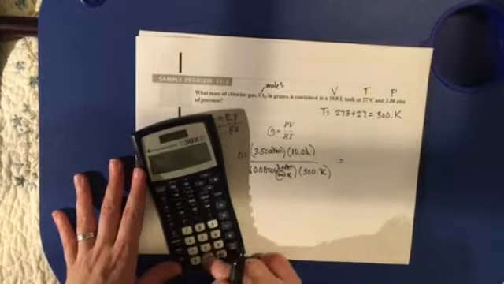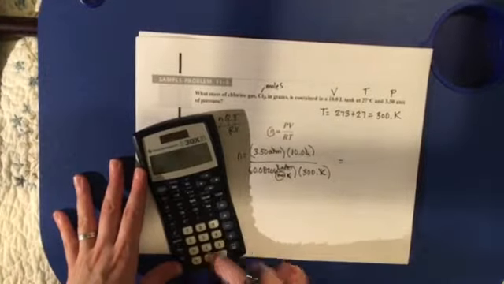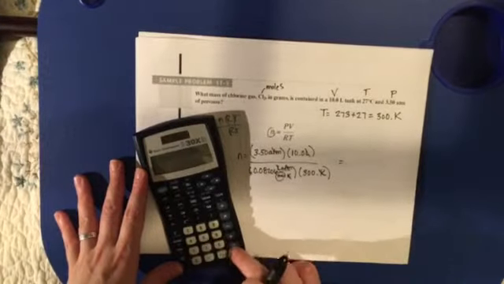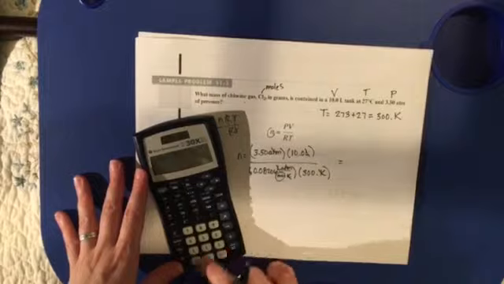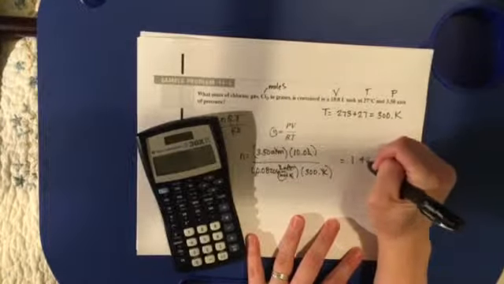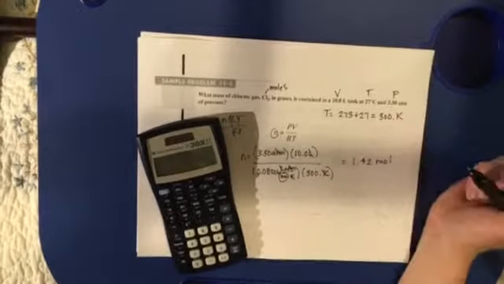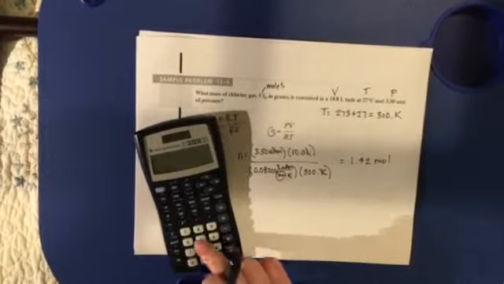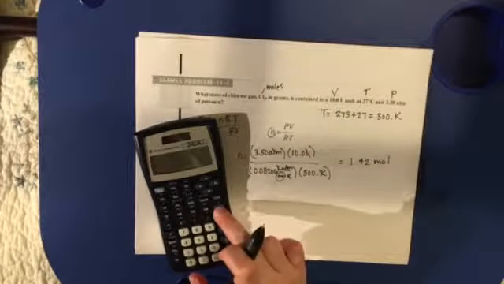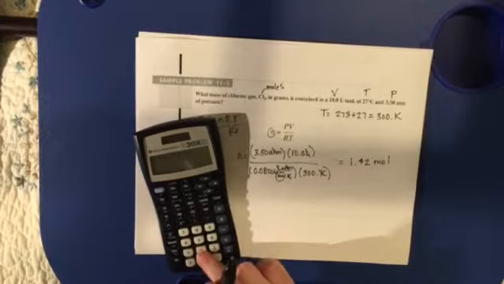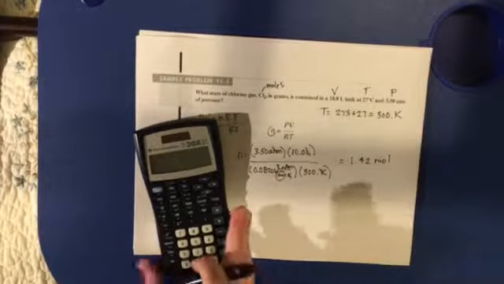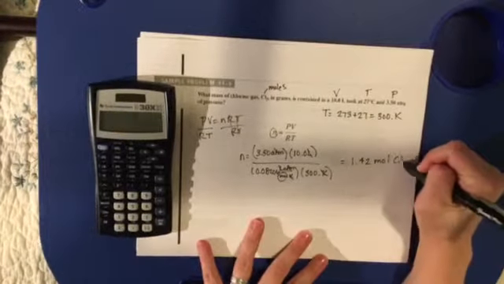Now I've got 3.5 times 10 divided by 0.08206 divided by 300 equals 1.42 moles to 3 significant figures. One more time: divided by 0.08206 divided by 300 equals 1.42. Okay, so this is how many moles of chlorine gas we have.